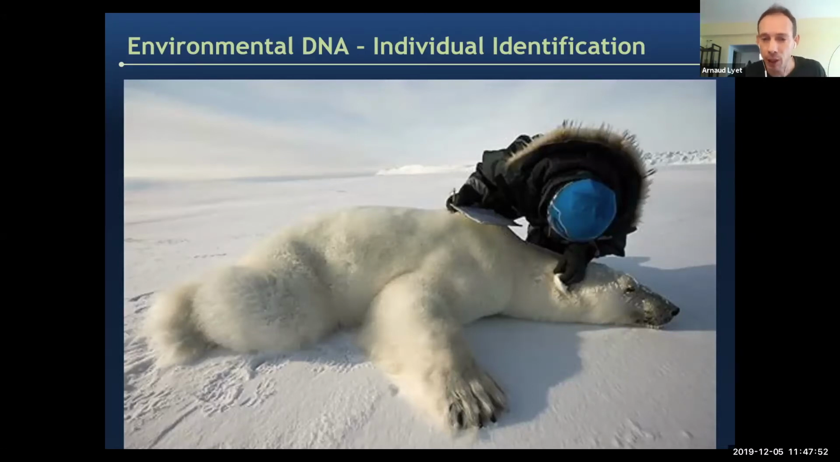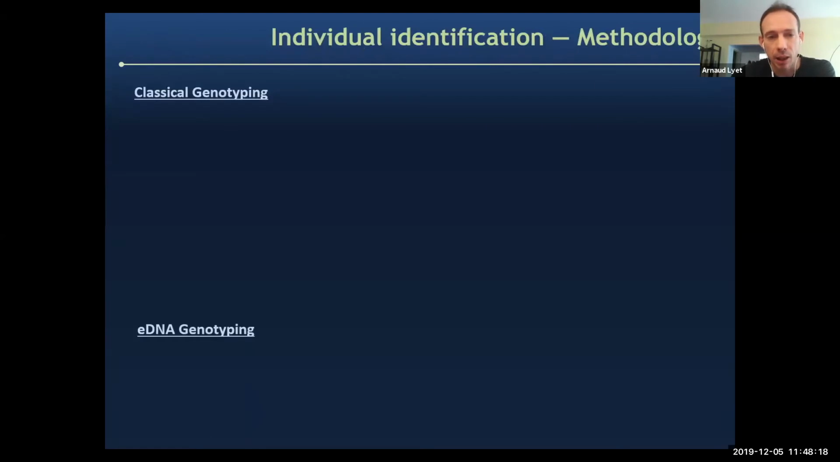So I'm going to talk a little bit more now about the individual identification that we came across at the beginning of our interest in eDNA. One of the questions was to see if there was a better, more efficient way of identifying polar bears, because the traditional methods require the polar bear to be darted, sedated, and marked, with some samples collected, so it's very, very expensive. So we did some tests at that time.